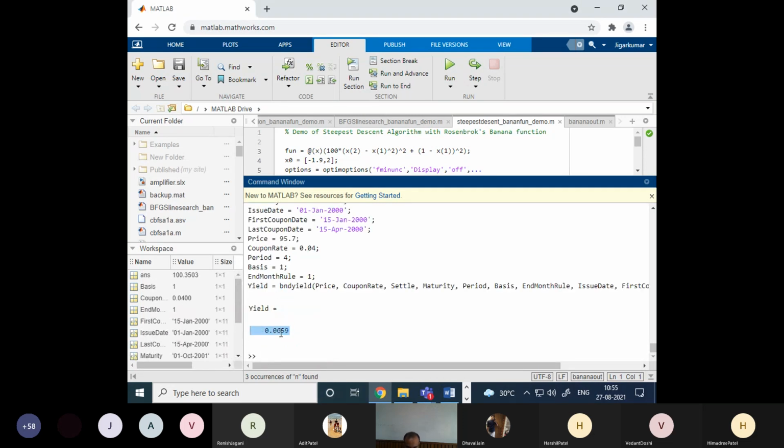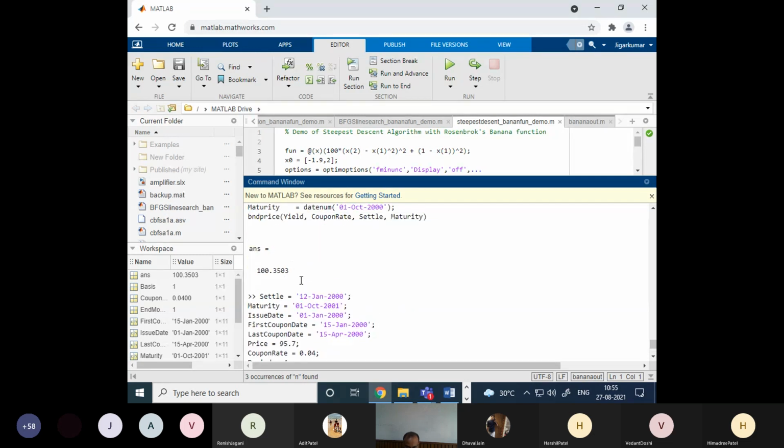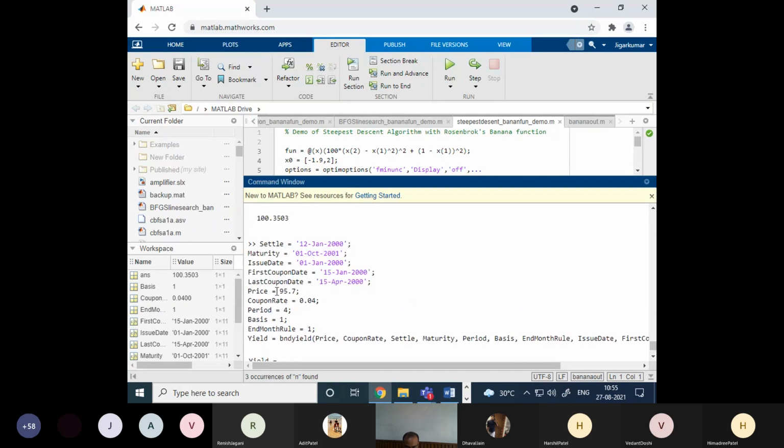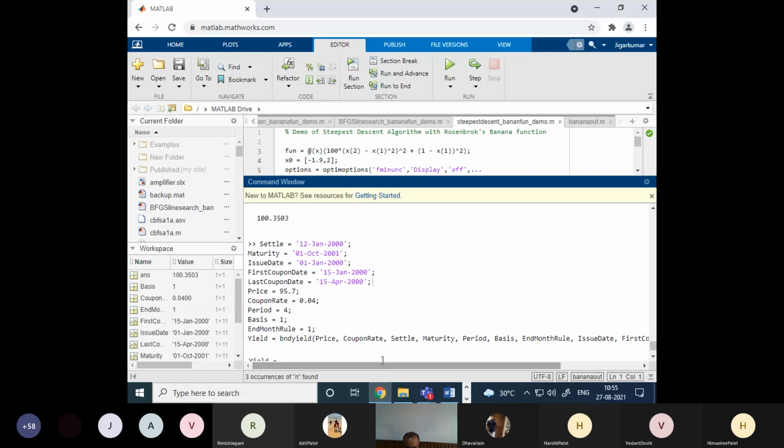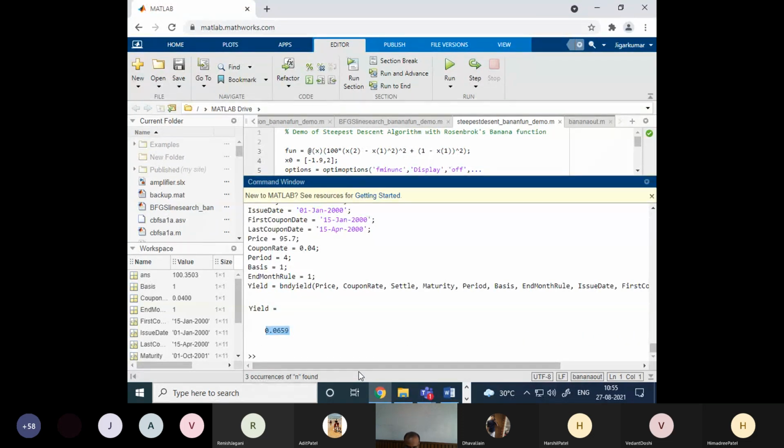So yield is 0.065, so 6.59%. This bond has all these properties: price, coupon rate, number of payment periods, and end month rule is 1, which means it will pay at the end of the month. All things are known: the purchase date, maturity date, issue date, first coupon date, last coupon date. I input this to analytics, and it returned 0.0659.